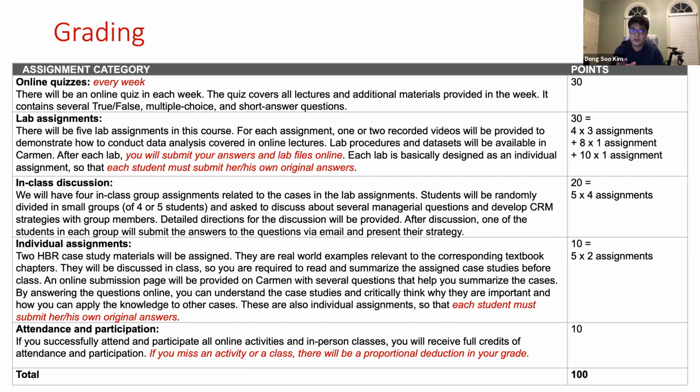Fifth, attendance and participation. To receive full credit for attendance and participation, you have to successfully attend and participate in all online activities and in-person classes. If you miss an activity or a class, there will be a proportional deduction in your grade.